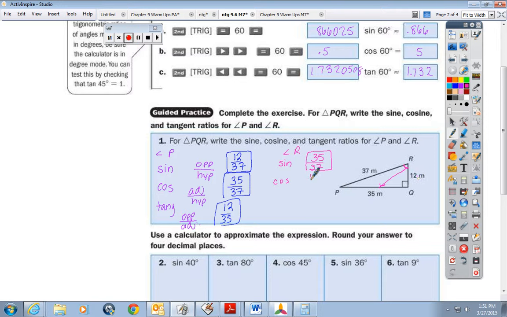And then the tangent, okay, the tangent is the opposite over the adjacent. So what side did I say is opposite R? 35. And what side was adjacent? 12. And guess what? I can leave it just like that, even though it's an improper fraction. And that's it.